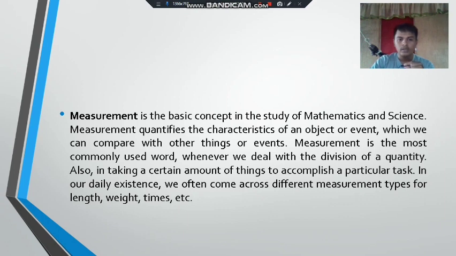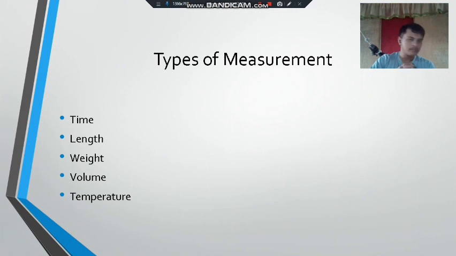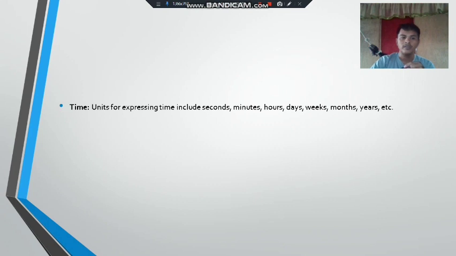Also, in taking a certain amount of things to accomplish a particular task in our daily existence, we often come across different measurement types of length, weight, time, etc. Types of measurement: time, length, weight, volume, and temperature. Time. Units for expressing time include seconds, minutes, hours, days, weeks, months, years, etc.